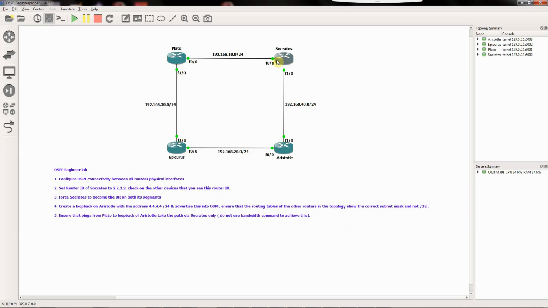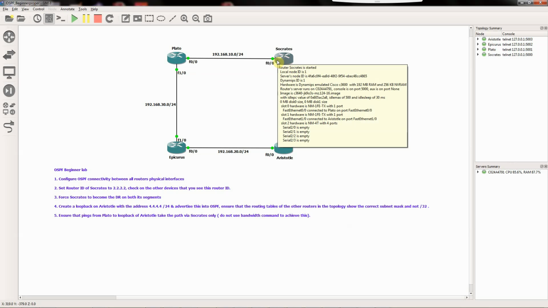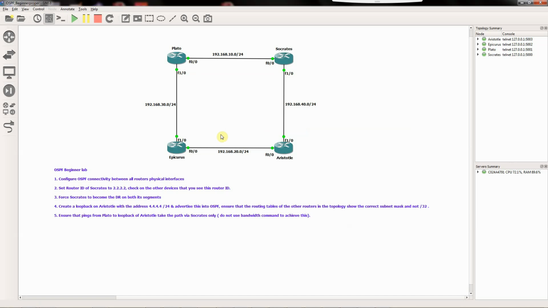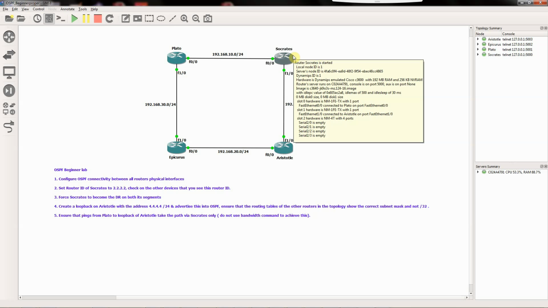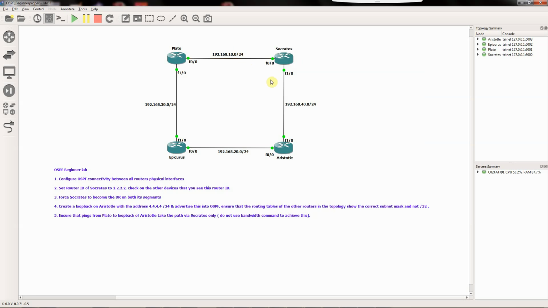We're going to set the router ID of Socrates to 2222 and check the other devices see the correct router ID when they check their neighbor table. We're going to force Socrates here to become the DR on both its segments. So that will be the segment between Socrates and Plato, and also the segment between Socrates and Aristotle.